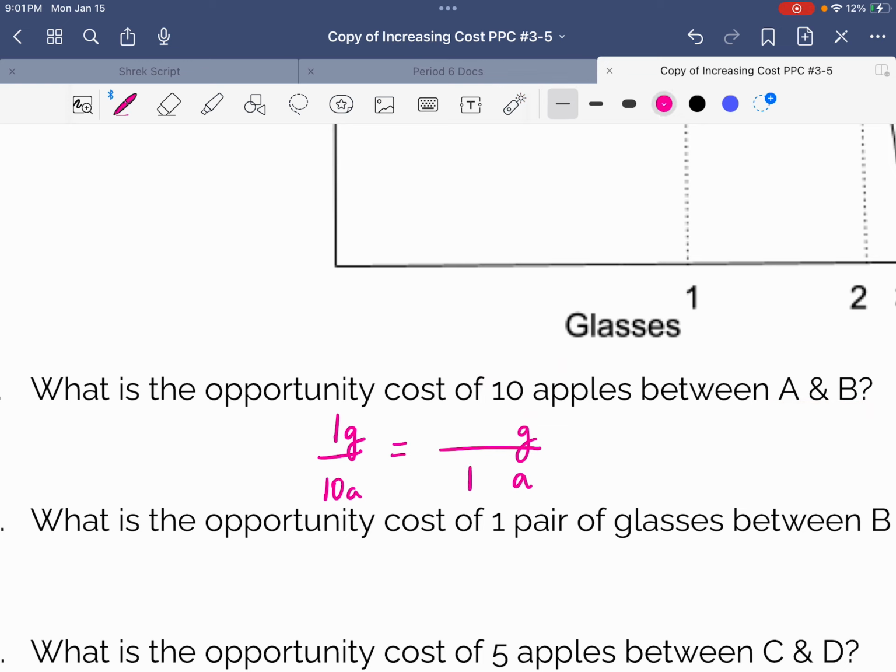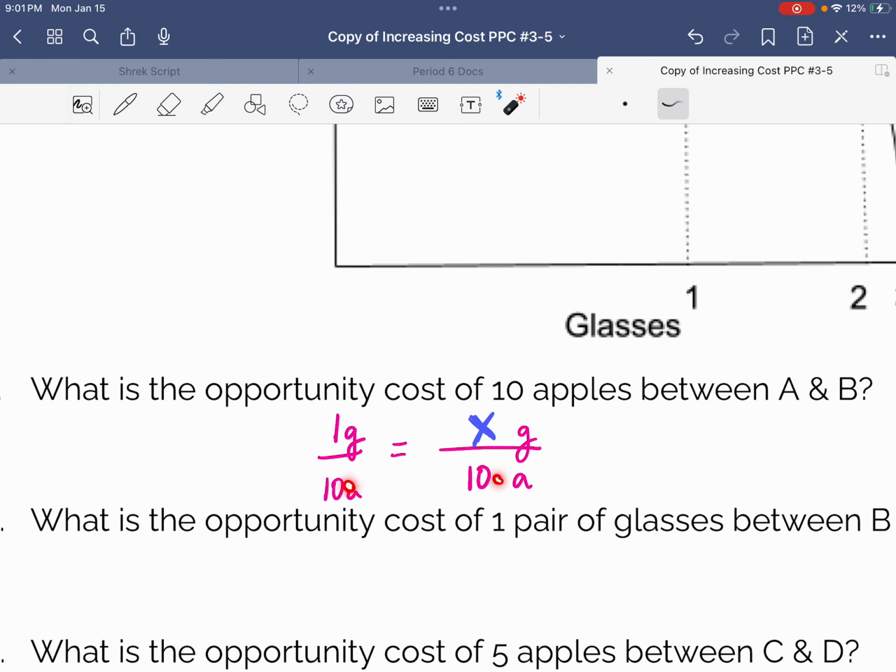So I'm going to fill in 10 apples, fill in X for what I don't know, which is the opportunity cost. How many glasses do I lose out on if I decide to make 10 apples at my production points between A and B? Now, some of us are really savvy with math, and we can realize we don't actually have to do cross multiply and divide to get the answer here.